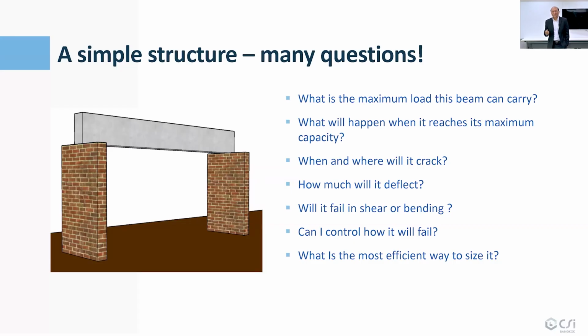How much will it deflect? Will it fail in shear or bending? Can I control how it fails? What is the most efficient way to size it? And so many things. Unfortunately, our design DC ratio does not answer any of them because they are based on theoretical, unrealistic numbers, both of which are not relevant to the question that we are asking.